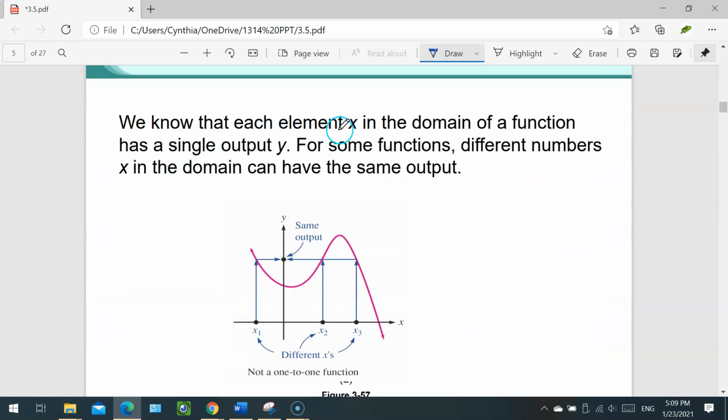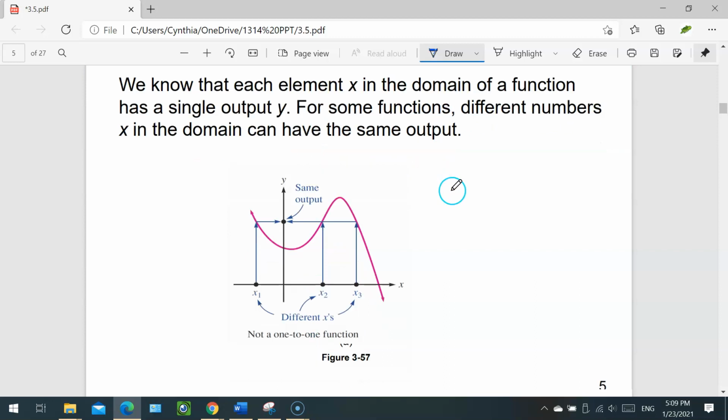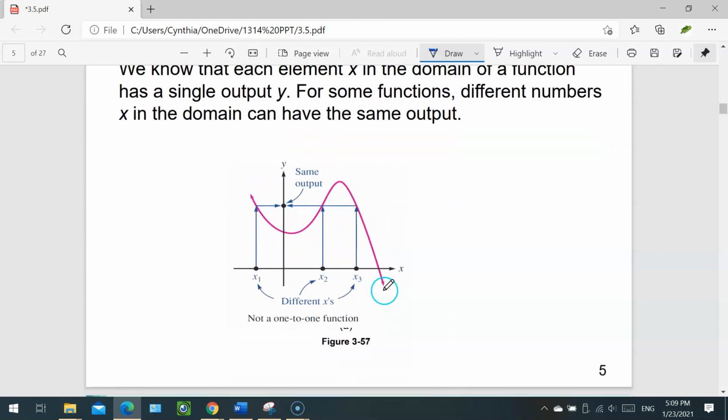We know that each element x in the domain of the function has a single output y. For some functions, different numbers x in the domain can have the same output. So if you look at the graph of this one, on the y value here, these 3 points on the graph share the same y value.